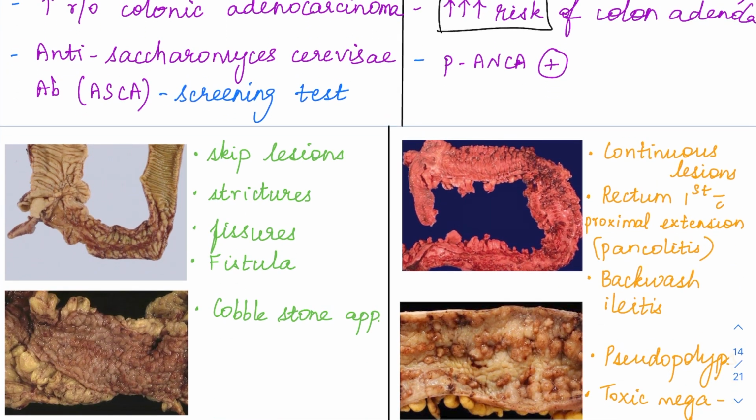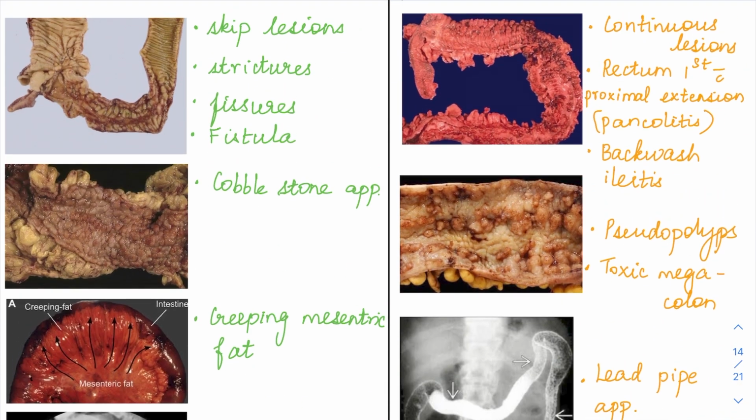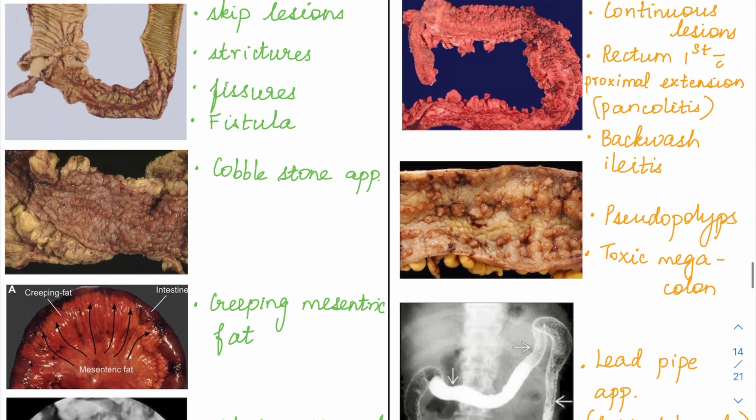And you can see ASCA antibodies on screen while screening for Crohn's disease. You can test for ASCA antibodies, which are present in Crohn's. ASCA stands for anti-Saccharomyces cerevisiae antibody, while P-ANCA, the perinuclear ANCA antibodies, will be present in ulcerative colitis. Some gross features are also very important in distinguishing between these two diseases.